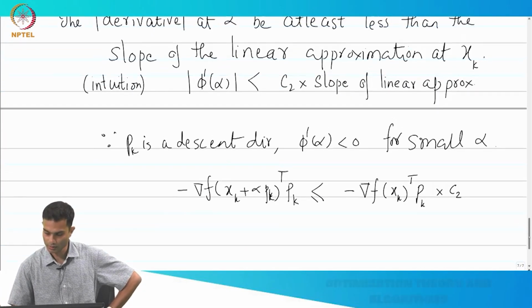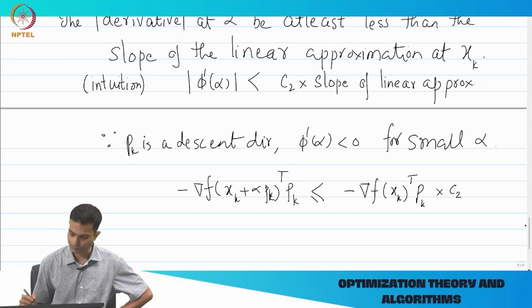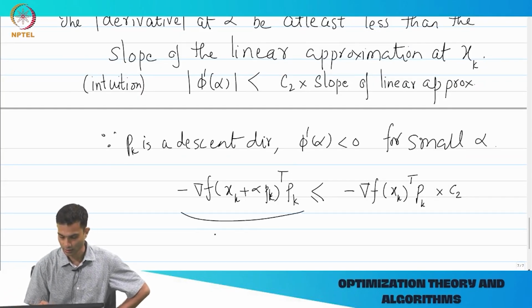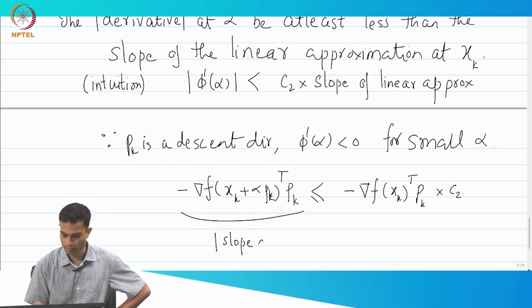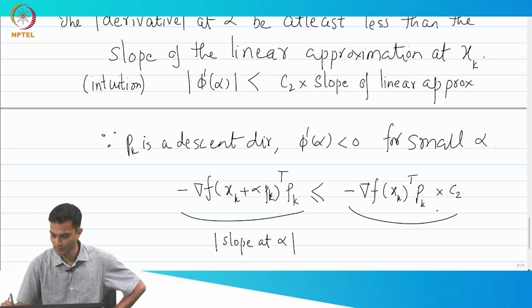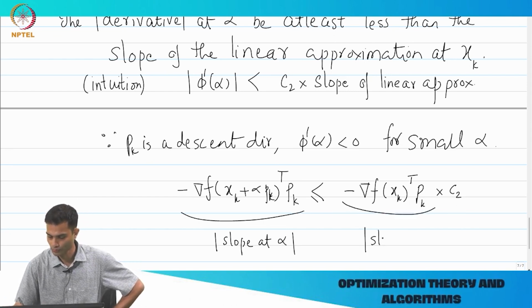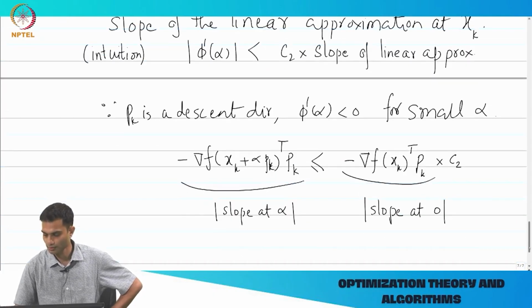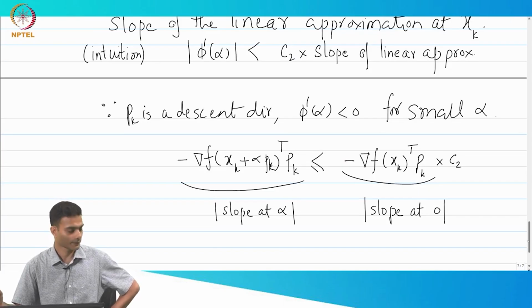So you can think of this as mod of slope at alpha, and you can think of this expression over here, at least this part, as mod of slope at 0, right.